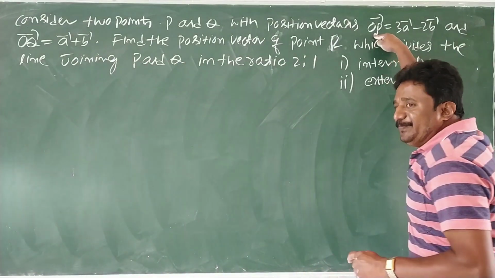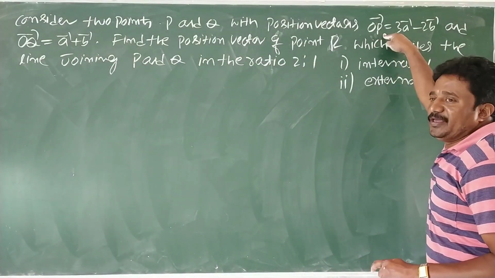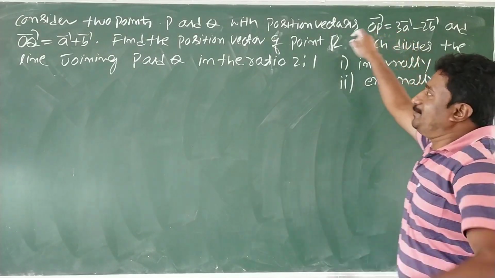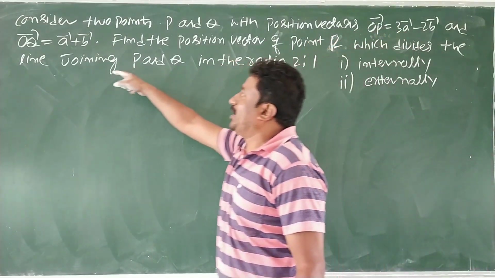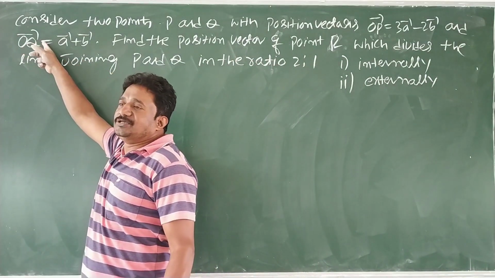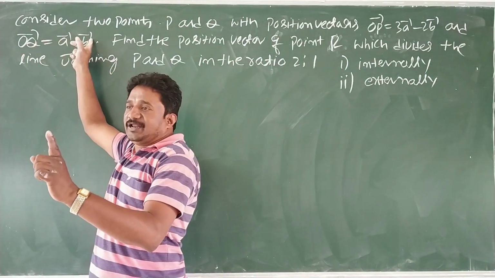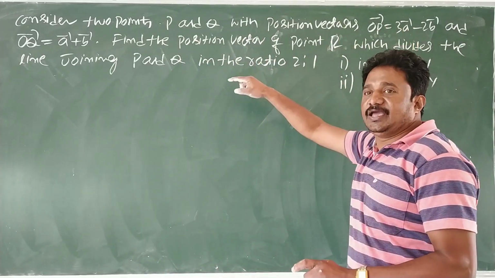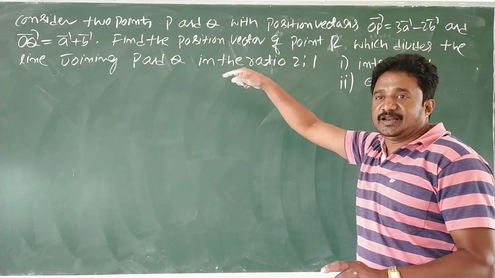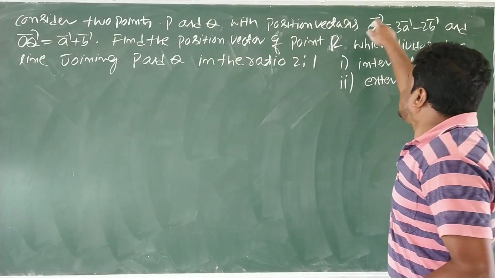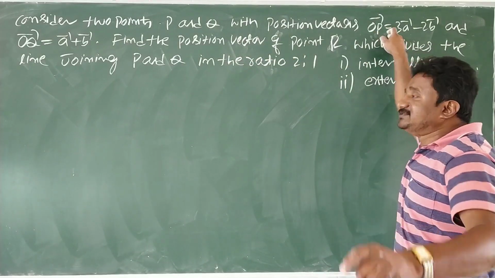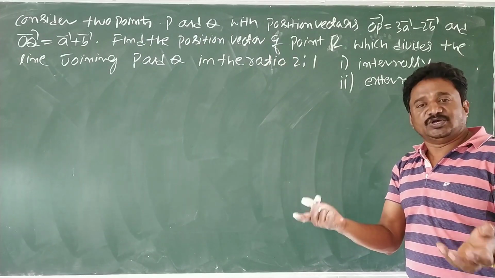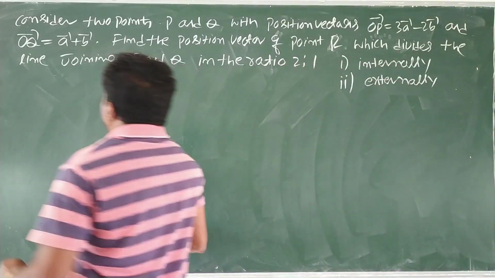Which is the first point? P, vector OP. How do you represent this first point? Vector a. The second point, which is the position vector of the second point? OQ. OQ you should take as vector b. You always take the first vector as vector a and the second vector as vector b. Blindly take and solve, and you get the answer.